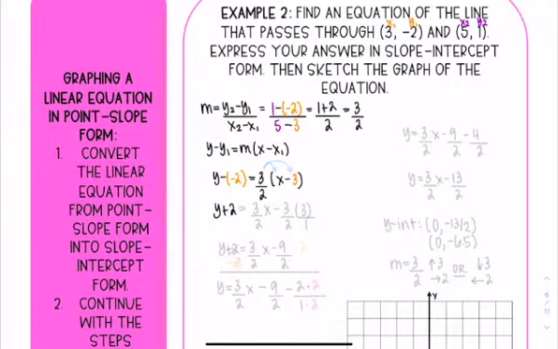So we have y plus 2. And then I want to go ahead and distribute my slope to both numbers. So we have 3/2 times x, or 3/2 x, minus 3/2 times 3. Well, when we multiply with fractions, we multiply across the top and bottom. And so what we end up with is y plus 2 equals 3/2 x minus 9 over 2.